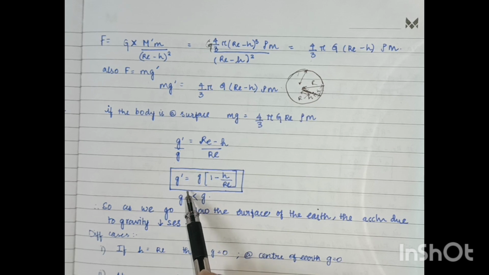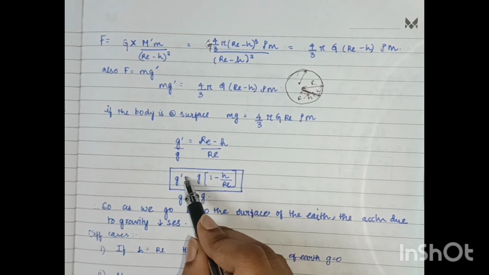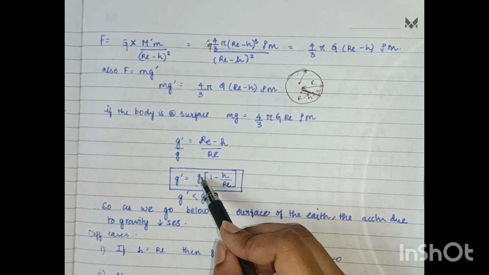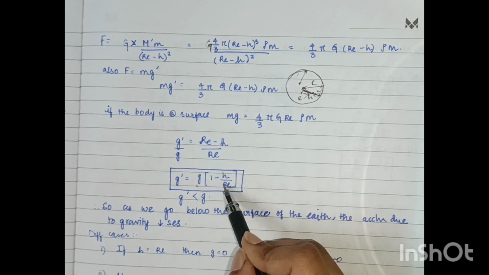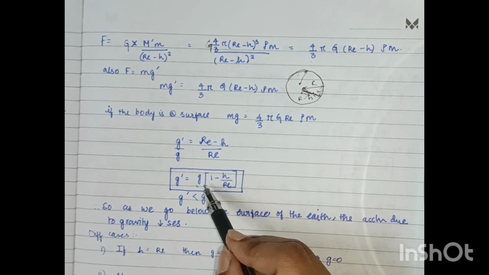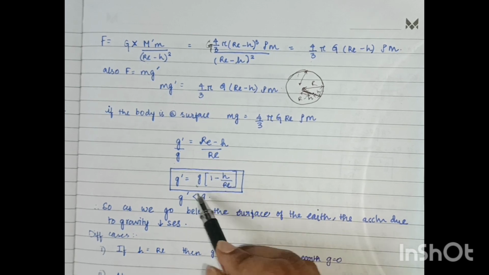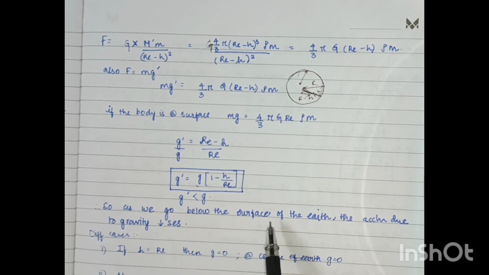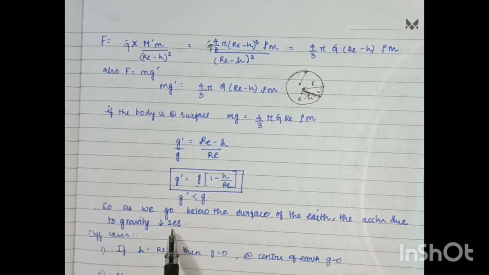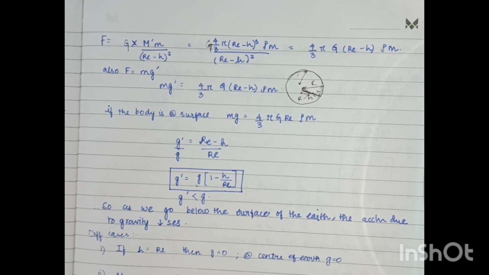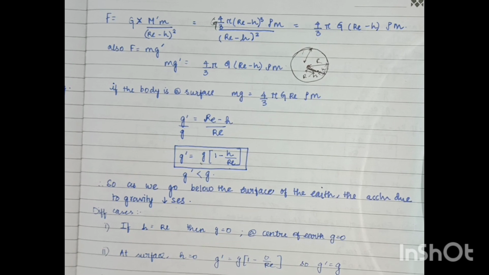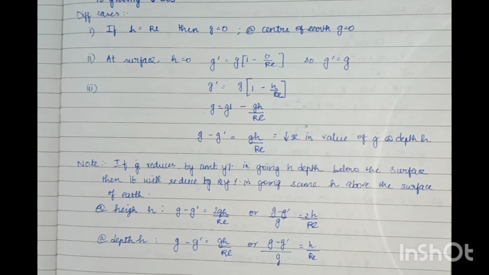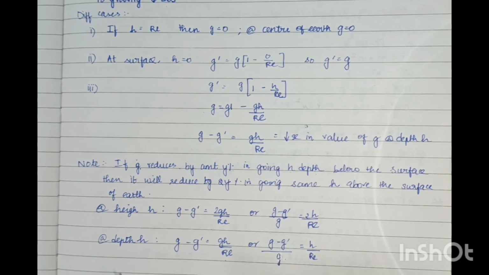So g dash will be less than g, because you see g dash is equal to g minus gh by r. So there is a value of g, and we are subtracting some quantity from it, g minus gh by r. So definitely g dash will be lesser than g. So what we can say is, as we go down below the surface of the earth, acceleration due to gravity decreases, whether it is going up or coming down below the surface of the earth, acceleration due to gravity will decrease only.